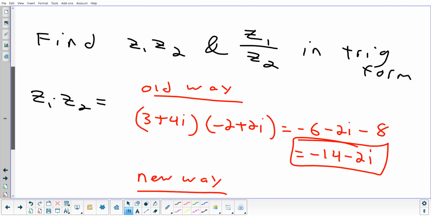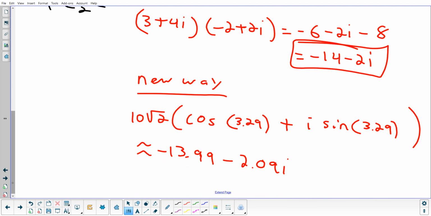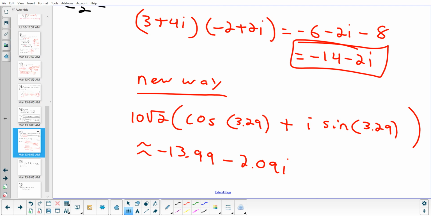So if we were going to divide them, what do you do with the 5 and the 2 root 2? Divide. And what about the 0.93 and the 2.36? Subtract. Yep. Any questions on that? All right, so you guys have seen the first thing that we're going to do in polar form, or trig form, which is multiply and divide.